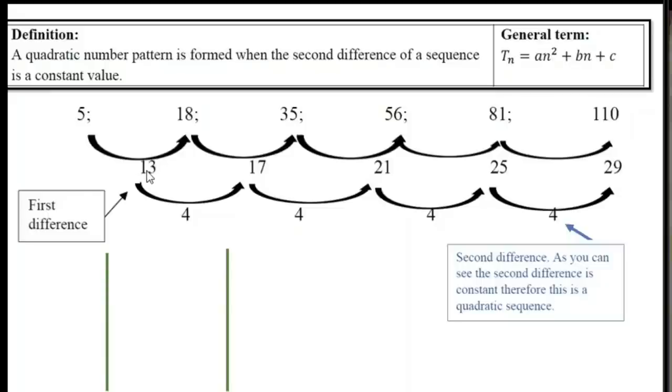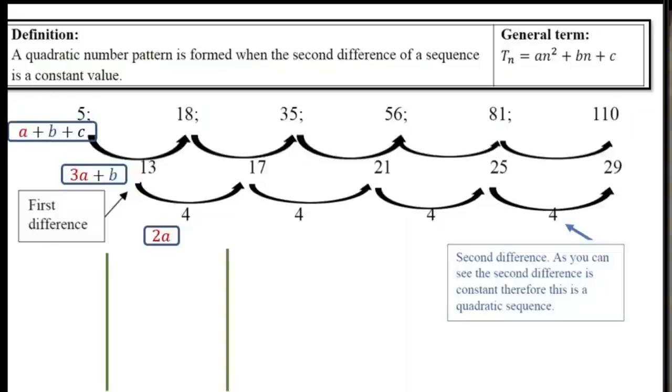The number pattern 13, 17, 21, 25, 29 is called the first differences. The first differences always form a linear number pattern or an arithmetic sequence. So what did we have to learn, our formulas? The second difference, 2a, is equal to 4. The first term of the first difference, 3a plus b, will be equal to 13. And the first term of the original series, a plus b plus c, will be equal to 5.